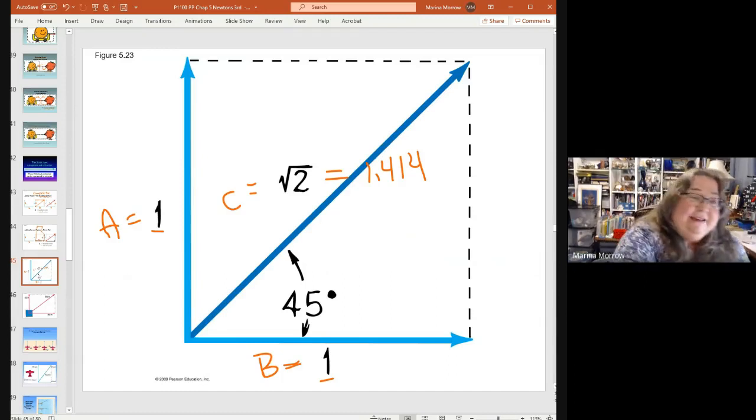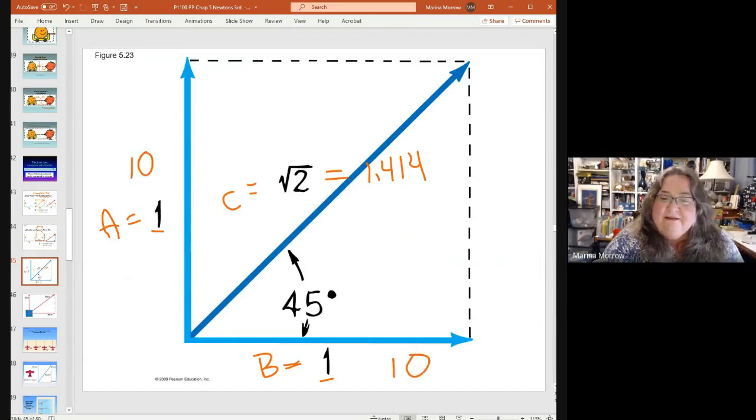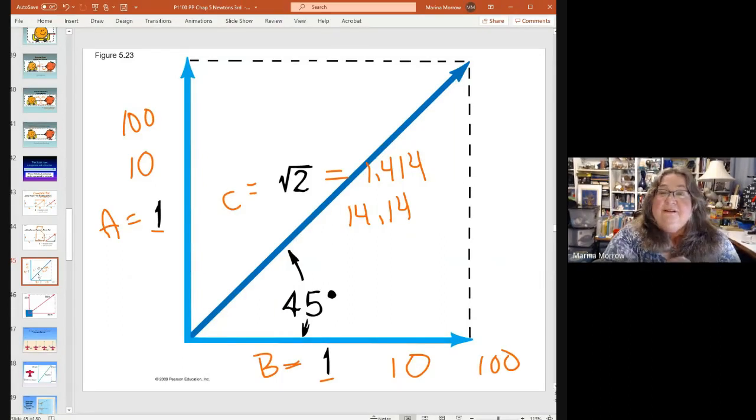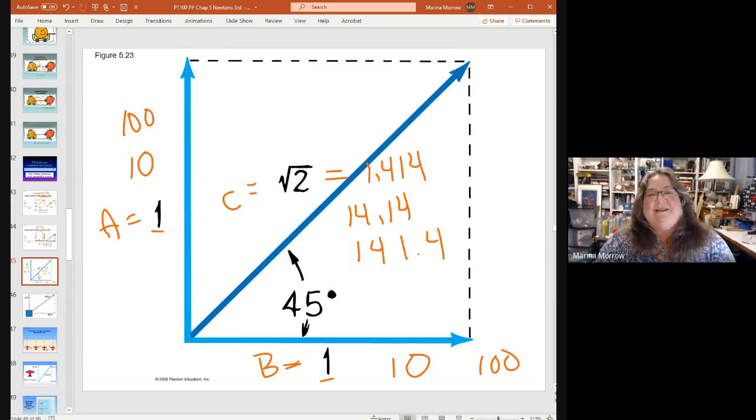So what if I made this side 10 and this side 10? Well, then the hypotenuse would be 10 times greater. So instead of 1.414, it would be 14.14. And somewhere you've got a homework problem where one side is 100 and another side is 100. So what's the hypotenuse? 141.4. So you can use multiples of it. And it doesn't have to be tens. It could be 2, 3, 6, whatever.